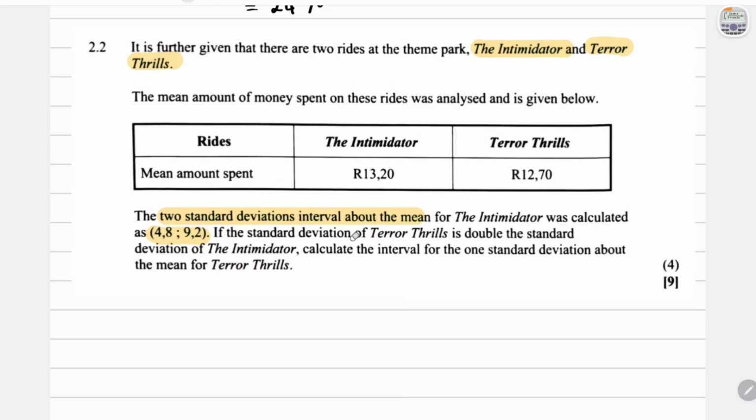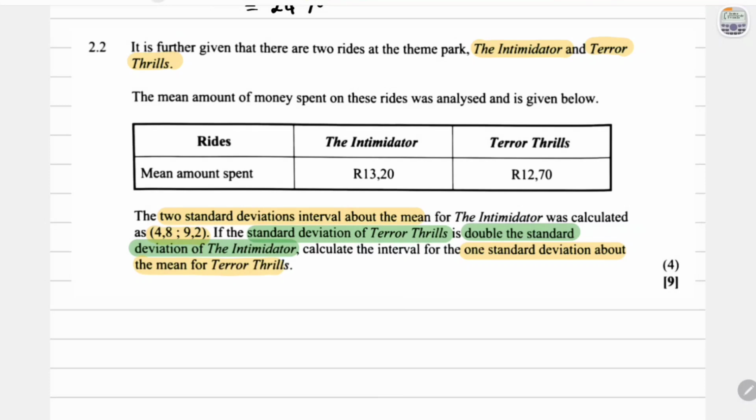If the standard deviation of the Terror Thrills is double the standard deviation of the Intimidator, as another piece of information, we need to calculate the interval for 1 standard deviation about the mean of the Terror Thrills. So that's really what they want at the end of the day: calculate the interval for 1 standard deviation about the mean.